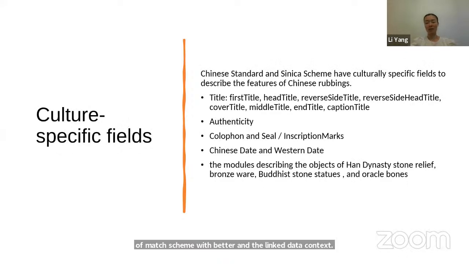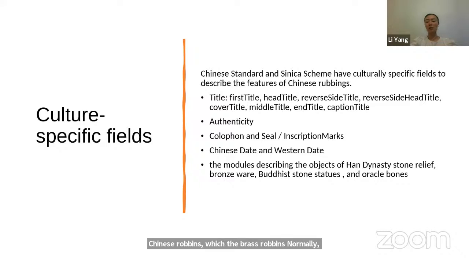We're also examining the culture-specific fields. The Chinese standard and the Sinica scheme have culturally specific fields to describe the features of Chinese rubbings. For example, in the Chinese standard, the title field is subdivided into 8 subcategories, including first title, head title, reverse side title, etc. These titles support the cataloging of special features of Chinese stela. Authenticity is a special feature of Chinese rubbings, since the Chinese rubbings may be rubbed from a record, not the original object. The inscription marks field in the Chinese standard and modules of colophons and seals in the Sinica scheme can record special marks on Chinese rubbings, which the brass rubbings normally don't have.